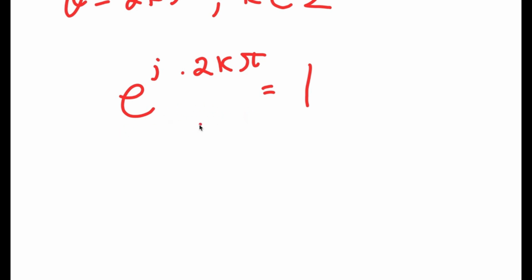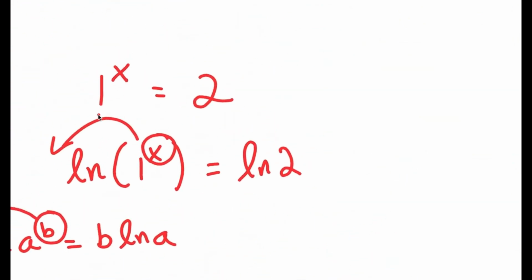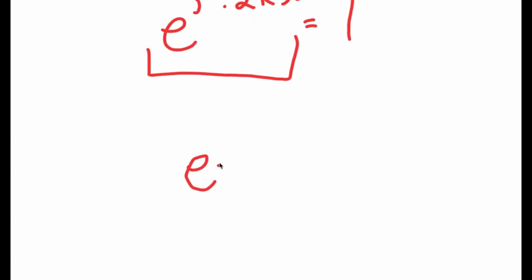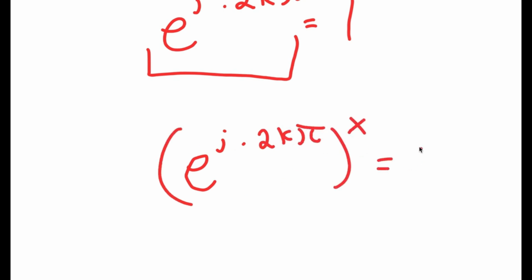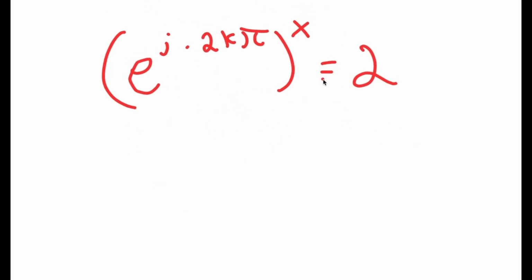Now, because this is equal to 1, we can remember our first equation, which we started with, 1 to the power of x equals 2, and we can substitute in this for 1, meaning I get e to the power of i times 2k pi to the power of x is equal to 2. So just think of this as 1. So I have basically 1 to the power of x equals 2.